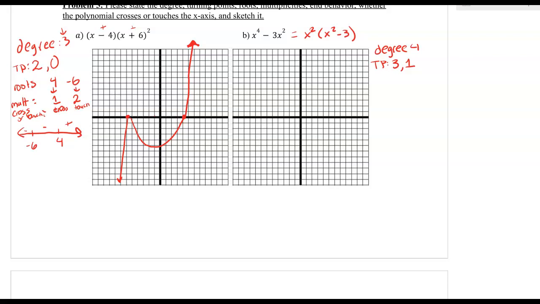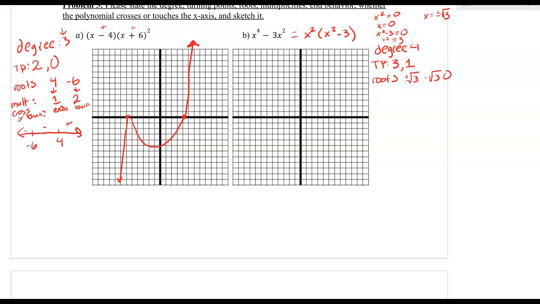Alright, so what are my roots? Well, I would set this x squared equal to 0, so I would just get x is equal to 0. But then if I set x squared minus 3 equal to 0, now I'm going to have to solve for x. So I've got x squared is equal to positive 3, so x should be equal to plus or minus the square root of 3. So my roots are positive square root of 3, negative square root of 3, and 0.